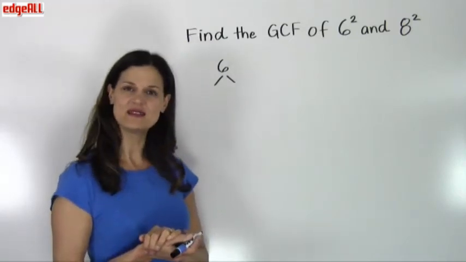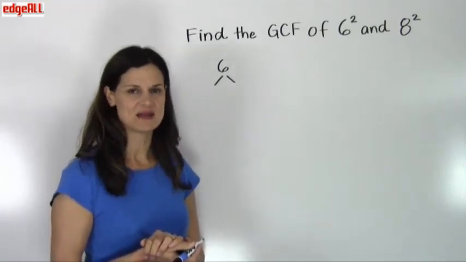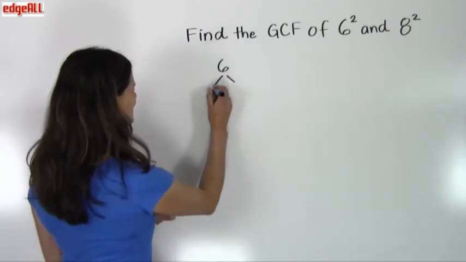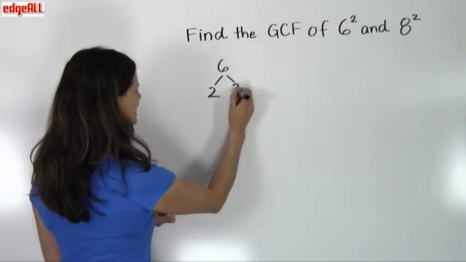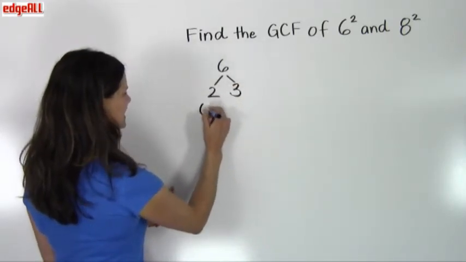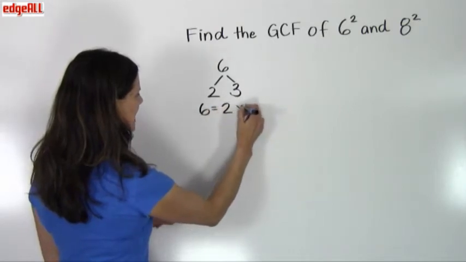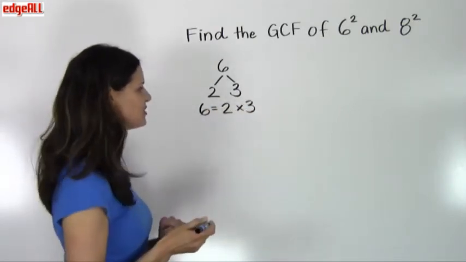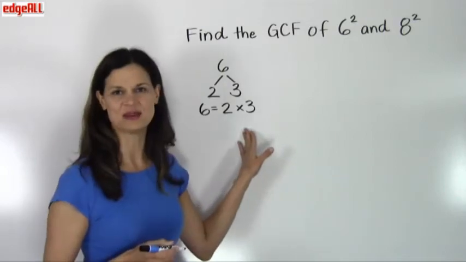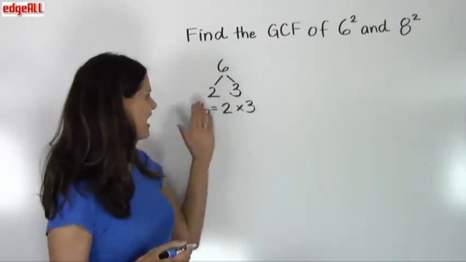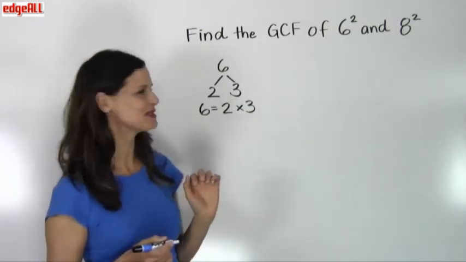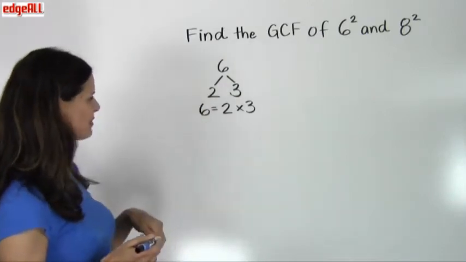So 6 is divisible by 2. 6 divided by 2 equals 3. And so it's one simple step to the prime factorization of 6. 6 equals 2 times 3. And 2 and 3 are both prime numbers. So I can stop there at the 6 equals 2 times 3 level of my pyramid.